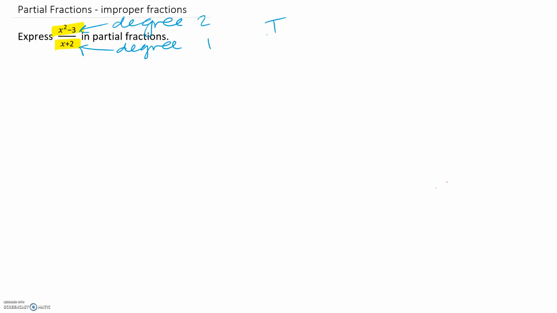then that means it's an improper fraction. And so the best way to deal with this is to divide the two fractions, divide the numerator by the denominator first. But before we do this question, let's have a look at a couple of our previous questions to check that they were proper fractions.